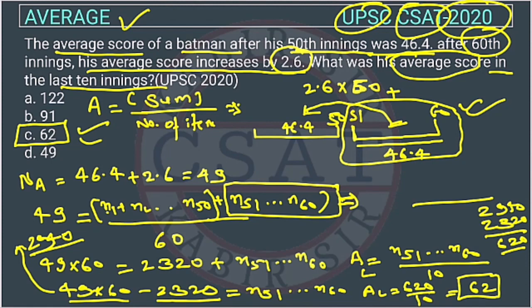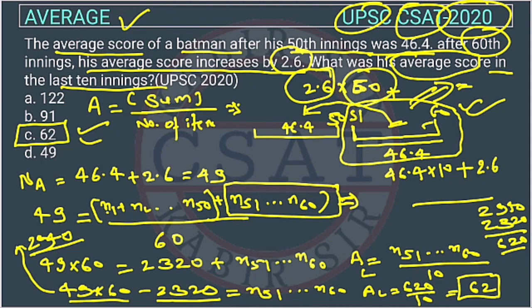So we have to calculate the average score of these items only. So how can we calculate the sum of these? The sum of these will be 46.4, the average score of these 10 items, right? Plus the extra which is increased by these items. So the average is increased, the 2.6 is an increase for all 60 items, not just these, right? So it will be 2.6 into 60.